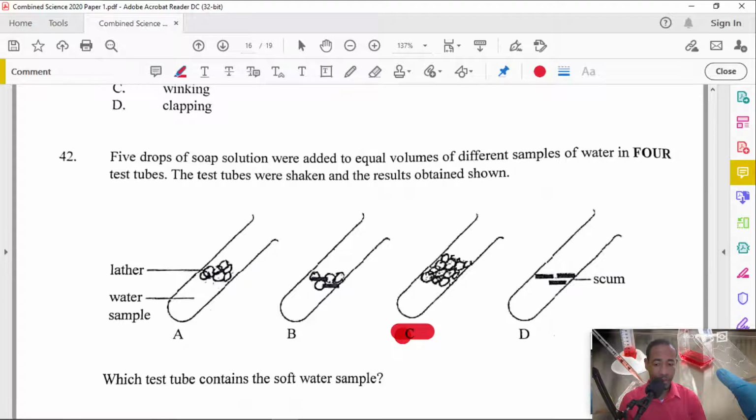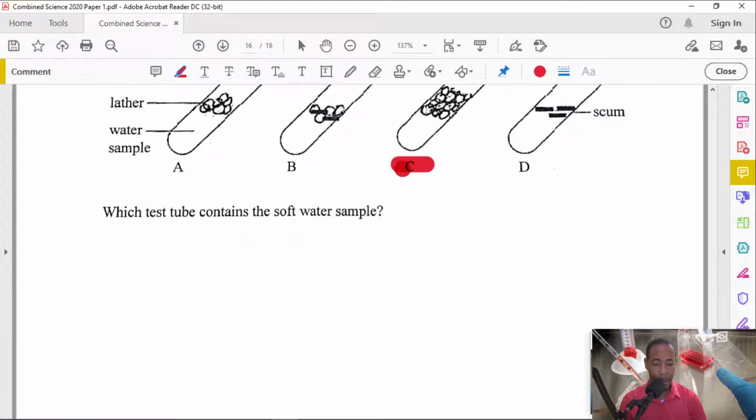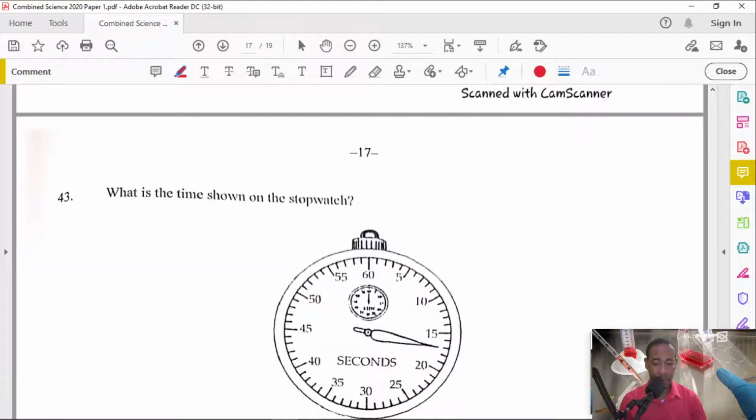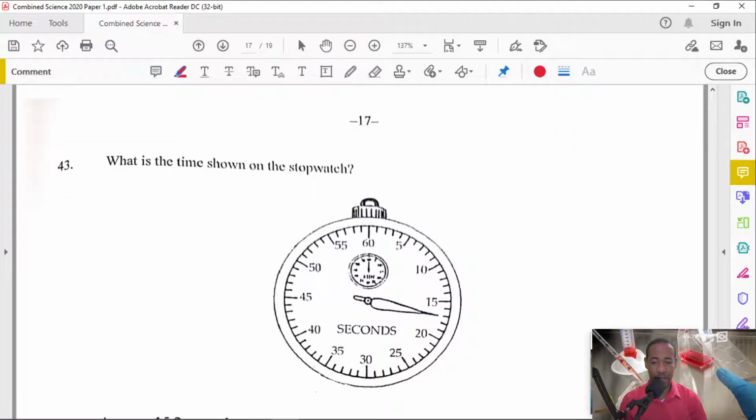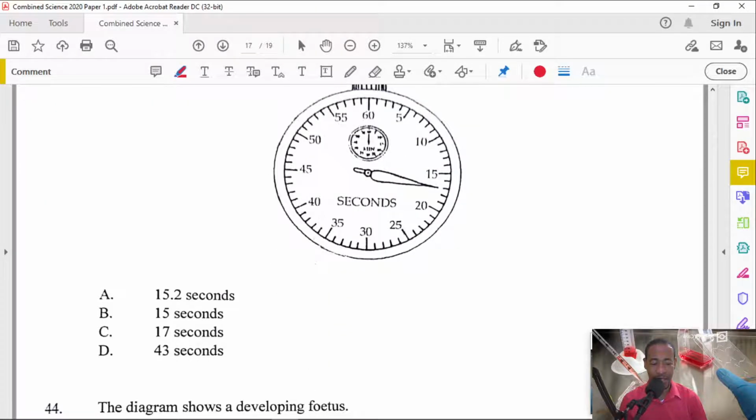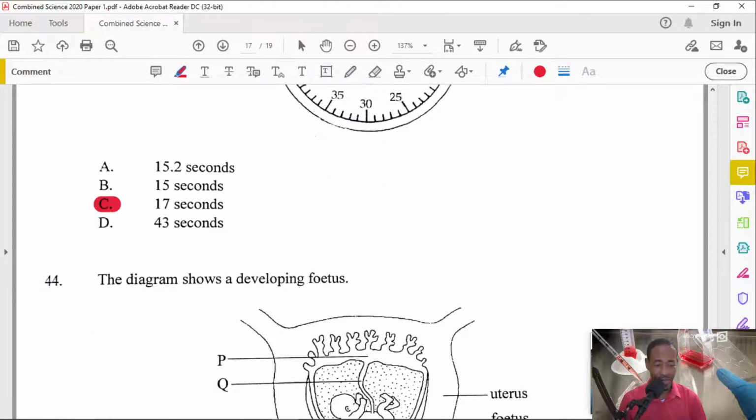Now question 43. Question 43 said, what is the time shown by the stopwatch? If you notice, it is in seconds. That's the first thing you notice, that this is in seconds, right? Moving from the top here, that's 5, 10, 15, and then 2 more is going to be 17. So definitely, without any doubt, this one was very easy, just 17 seconds, right? So that's a giveaway question on the exam, I presume.